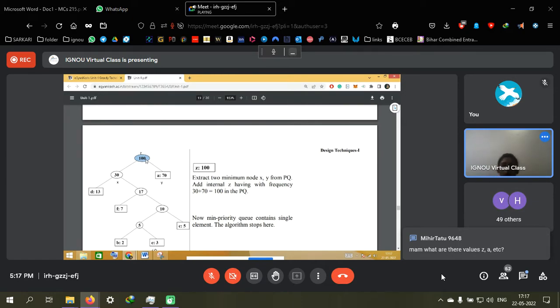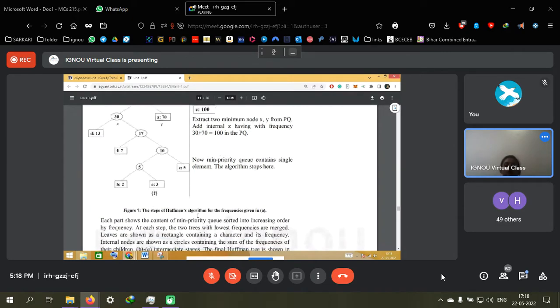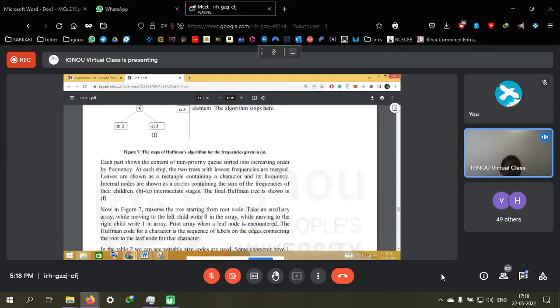Do remember, if you are adding two small numbers, your left value is always small and your right value is always greater. For example, we have the values 7 and 10. So you can't write 7 here and 10 here. So we built the Huffman tree.